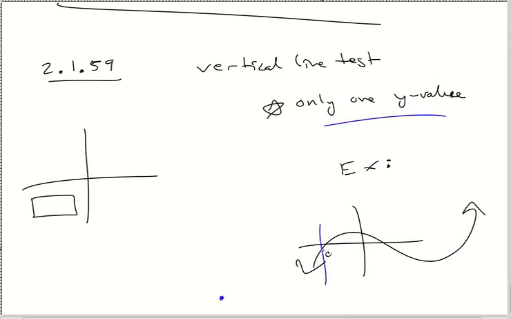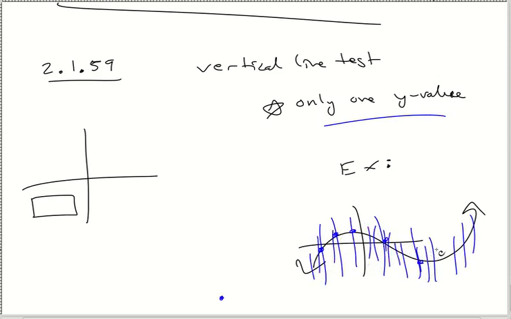So a vertical line. Did I only touch it once? Yes. Touch it once? Yes. Yes, yes, yes, yes. You can see I'm trying anything I can, anywhere I can, to try to find an issue, but I can't find one. So is this a function? The answer is yes, because everything's fine. I didn't have any kind of issues. I only had one y value. I only touched it once with each vertical line.